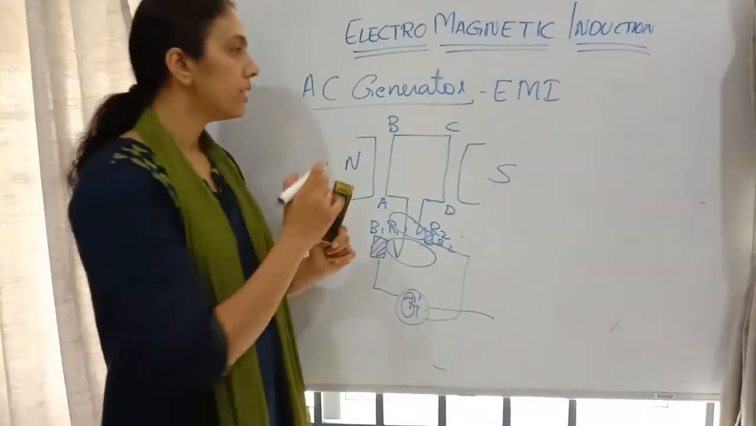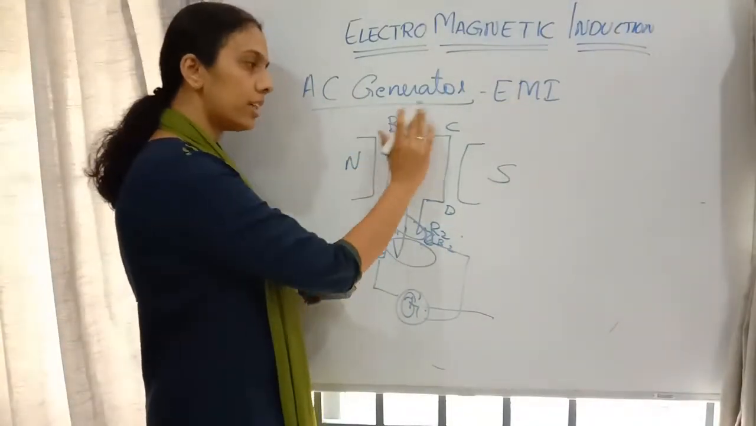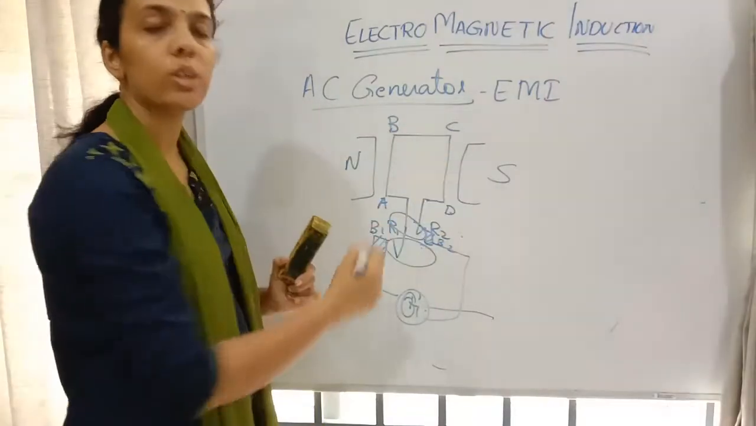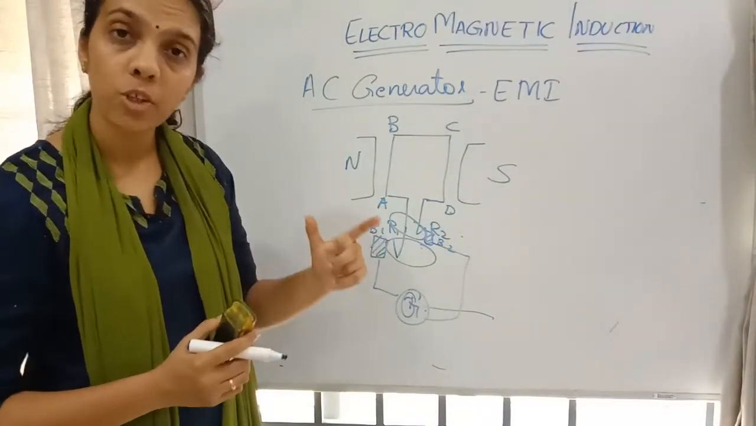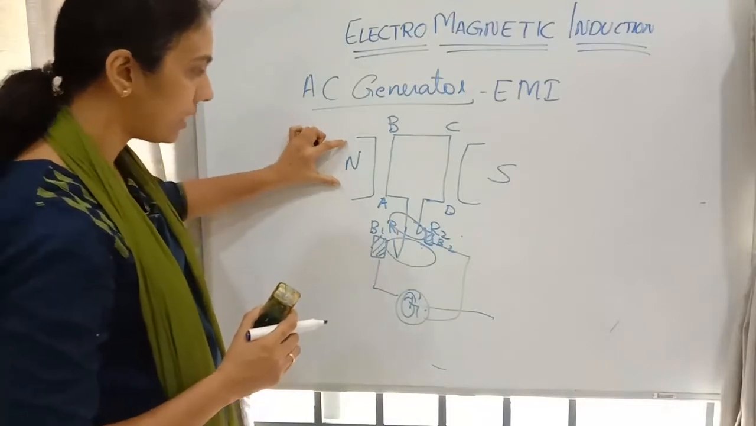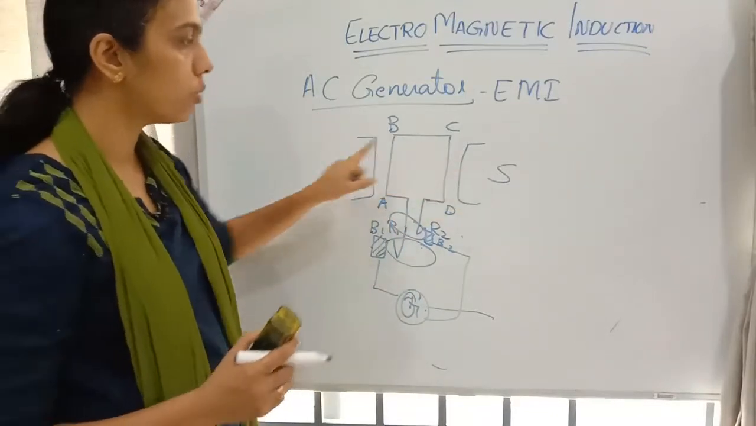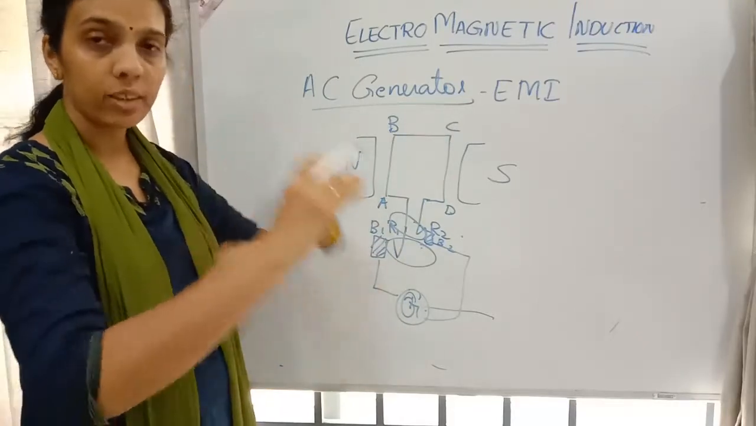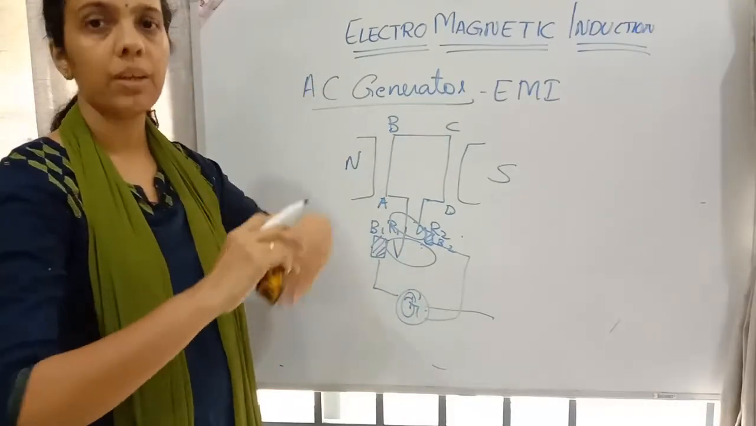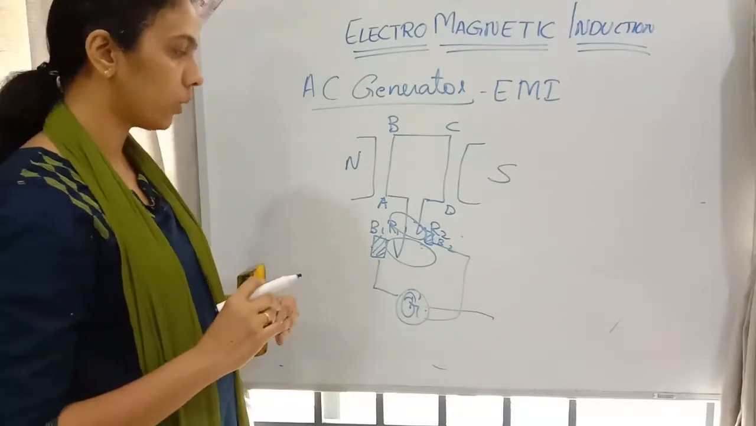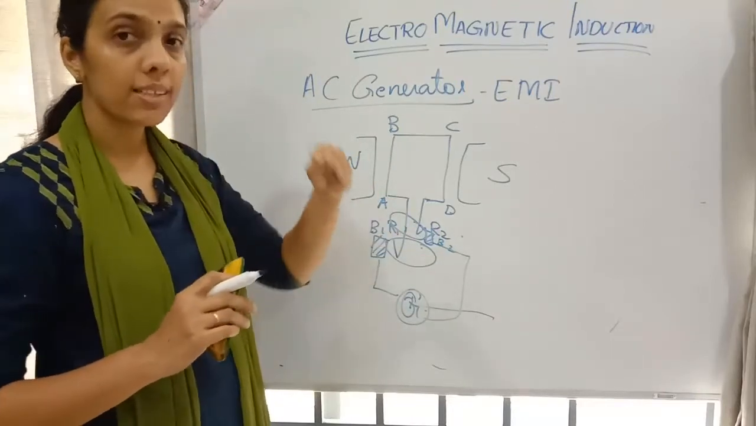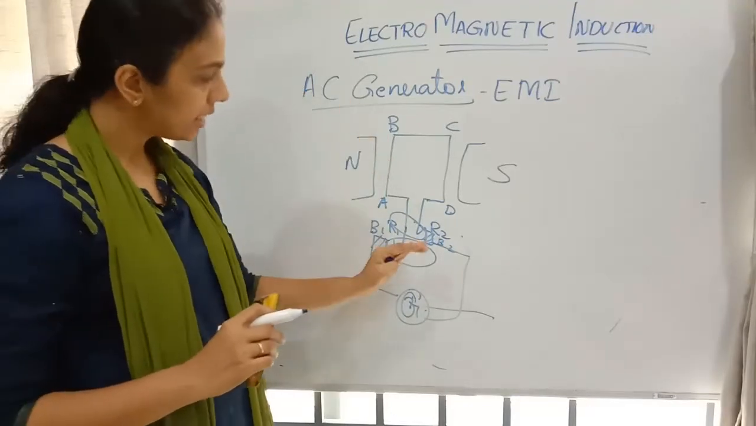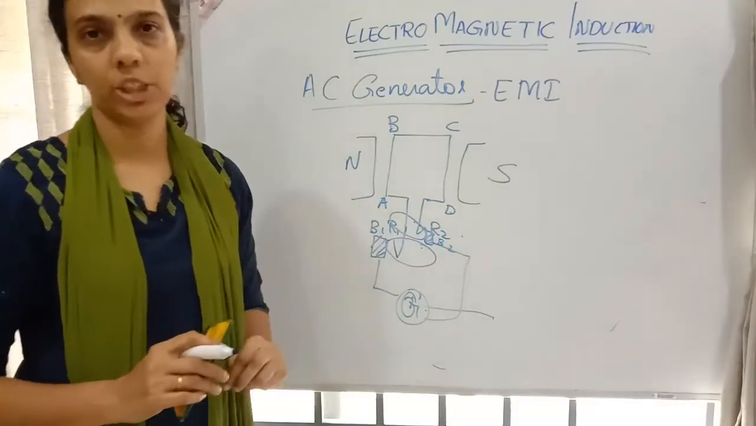So here, while we are rotating this rectangular coil in presence of a magnetic field. Here the magnet is there, north and south pole, and here a rectangular coil is there, and the rectangular coil we are rotating. The ends of the coil are connected with the slip rings, full rings, and each one is connected with the carbon brushes.